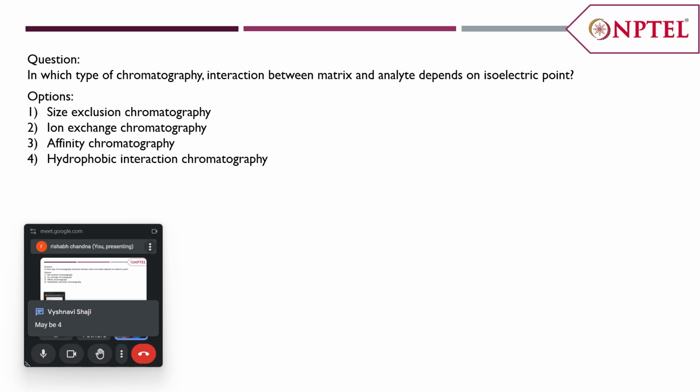Okay, anybody else? So first, tell me what is isoelectric point. We have discussed it in the last lecture. So isoelectric point is the pH at which the net charge on the protein is zero.